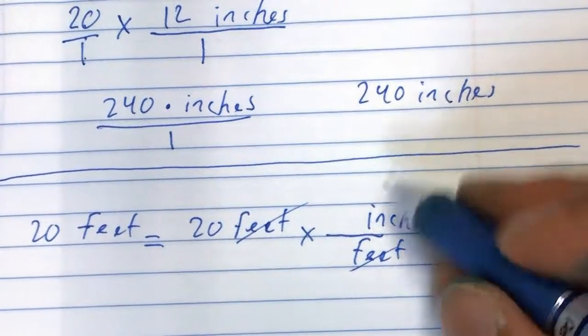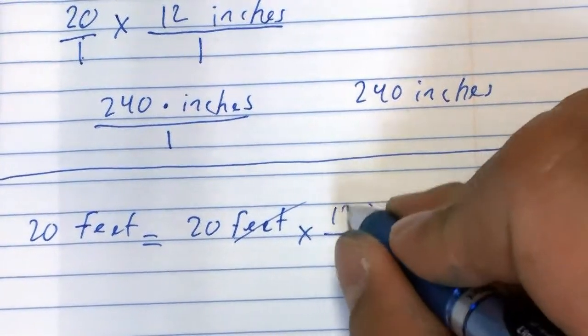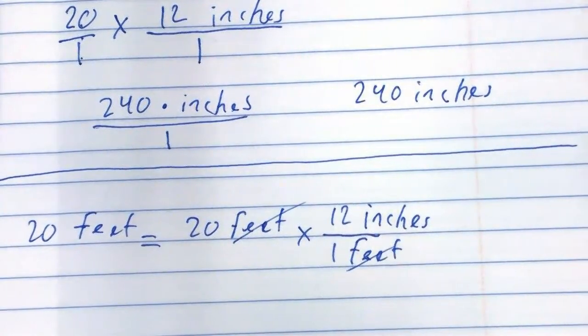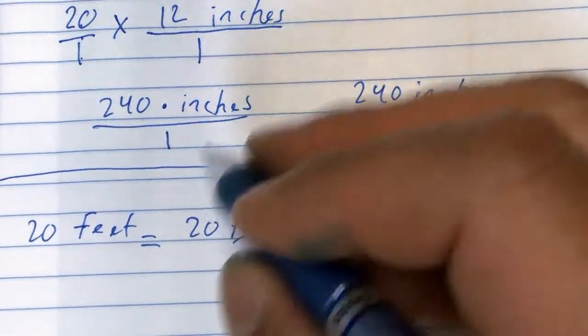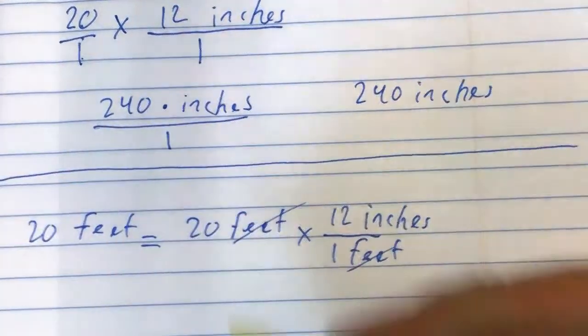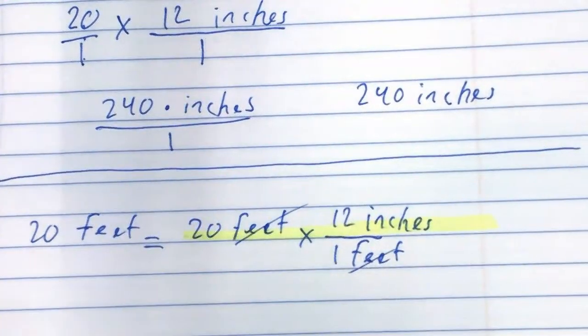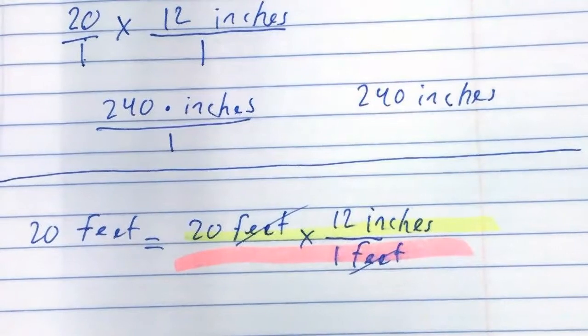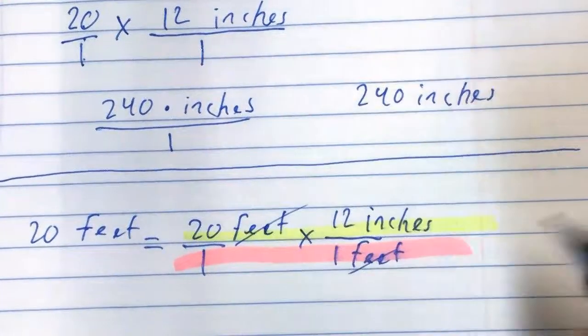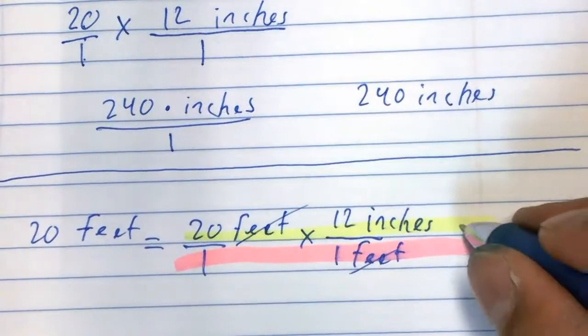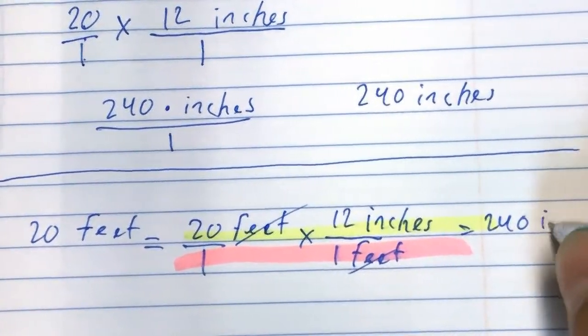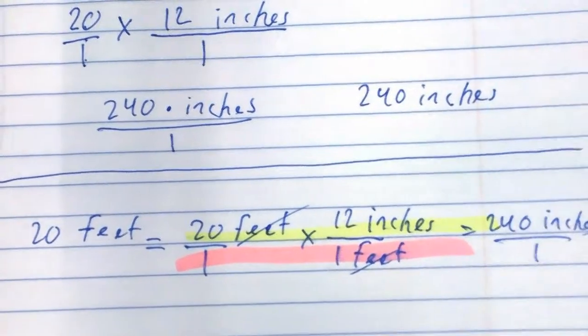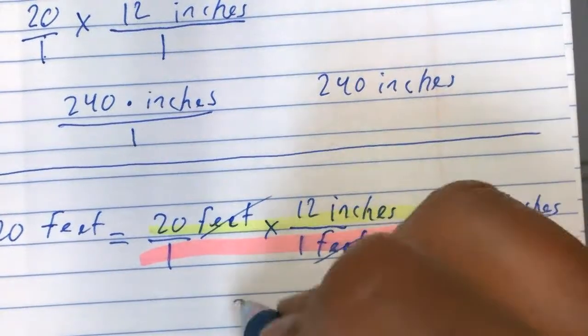Anyways, we do know in 12 inches we have 1 foot. And here we go again. It's what we just saw. Numerator times numerator, denominator times denominator. You're like, wait a minute, this doesn't have a denominator. Remember, when you have a whole number, you put a 1 under it and you're good to go. And there you go. Same thing, 240 inches.